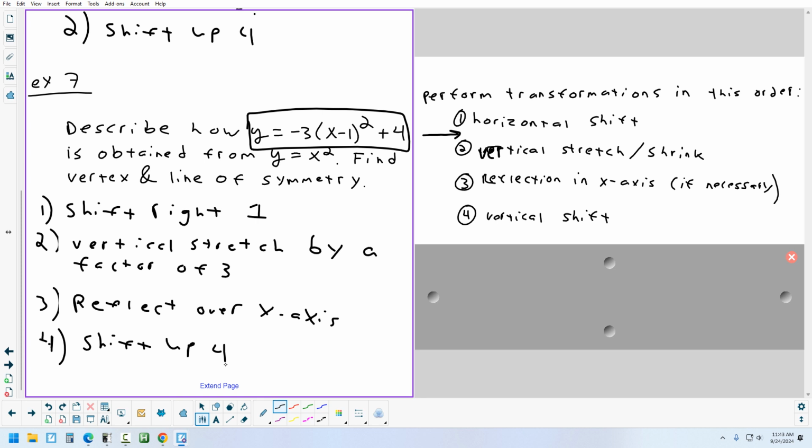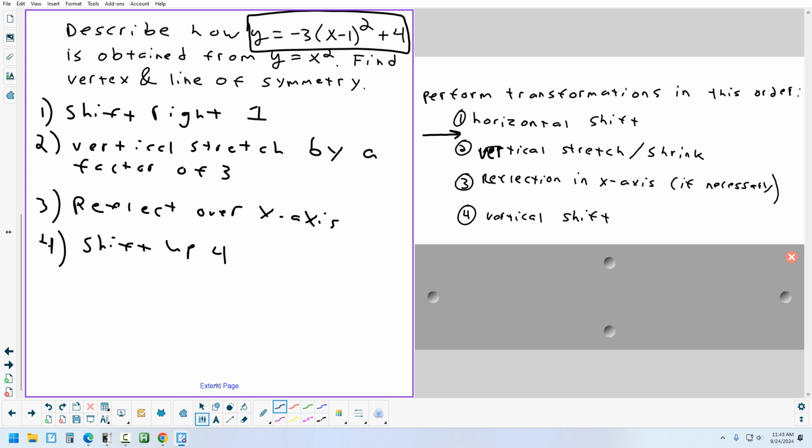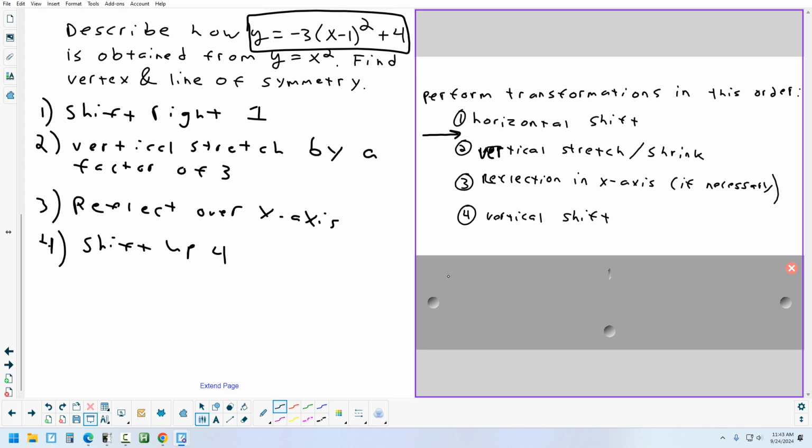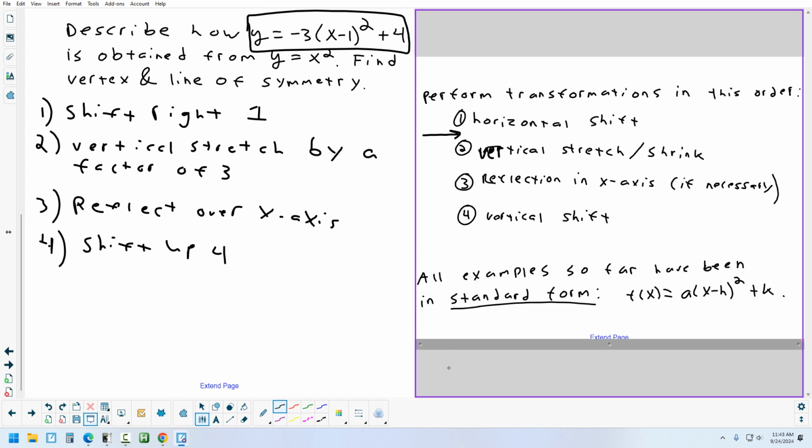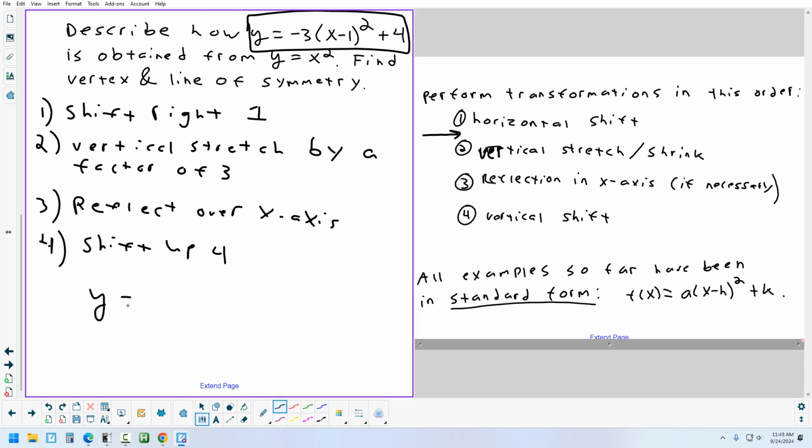All right, so every problem that I've given to you has been in what we call standard form. And the problems that I give you will always be in standard form. Okay, so this is standard form. It's very easy to see transformations in standard form. Shift right 3, up 1.